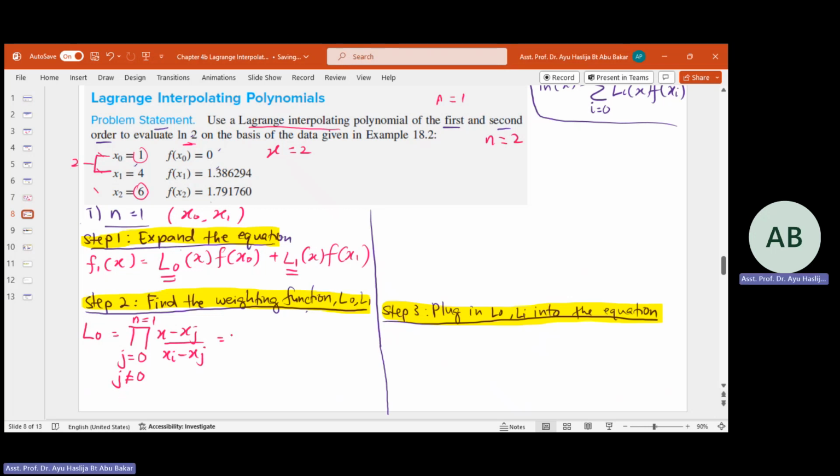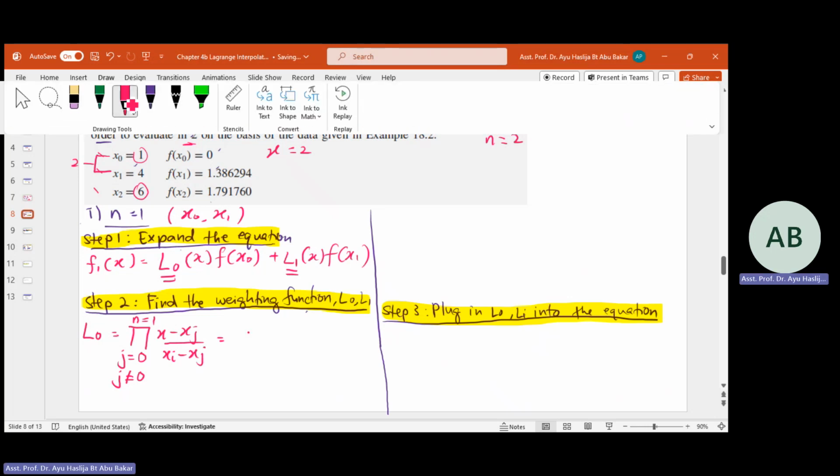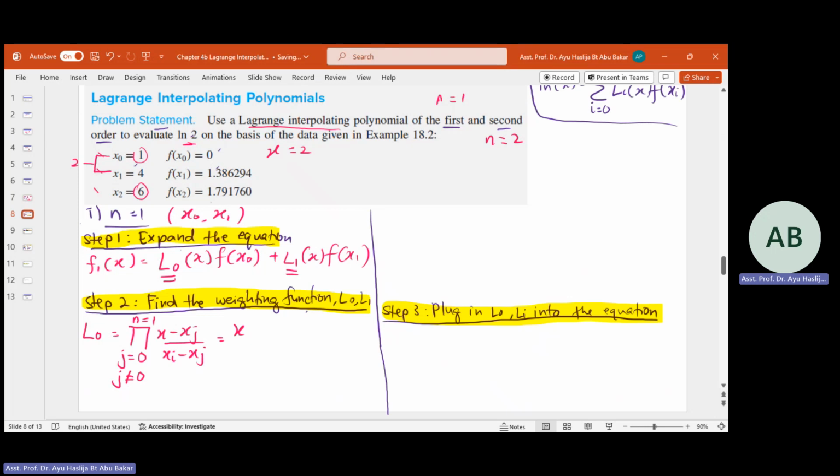So we expand the equation. X here equals what? X equals 2. Before that, we put up the equation first, step by step. So here it involves x minus x0, but remember j cannot be 0. So here x1, x0 minus x1.